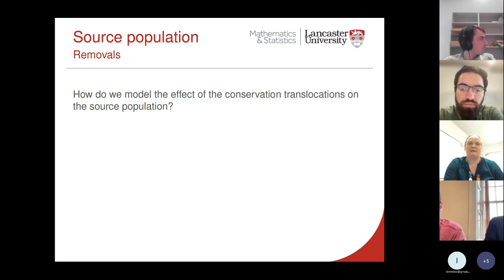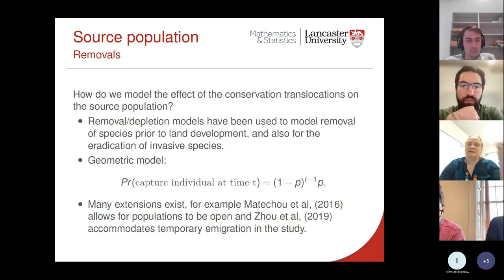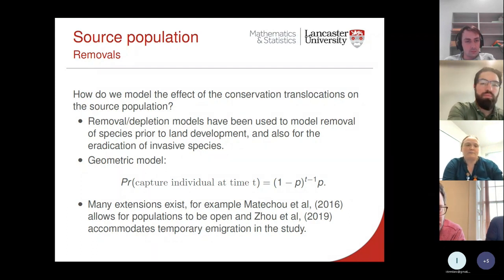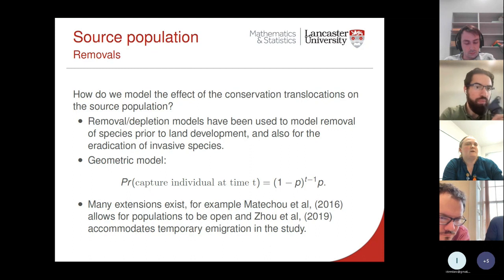Now I want to take a step back and think about the source population. So we want to think about what is the effect of conservation translocations on that source population. Considerable work has been done on removal or depletion models. So I got involved with doing some removal modelling specifically for great crested newts.